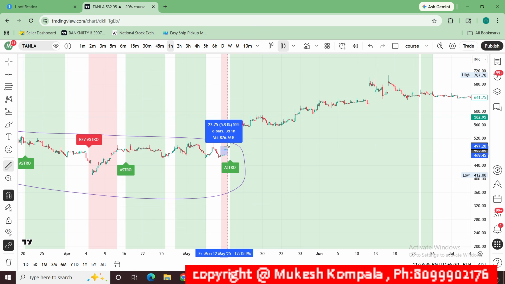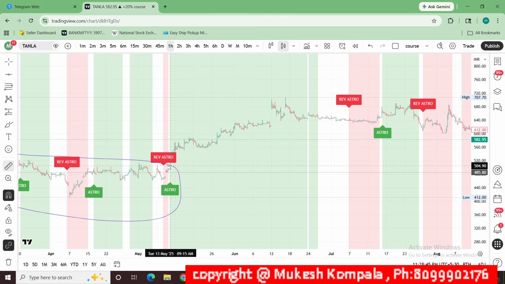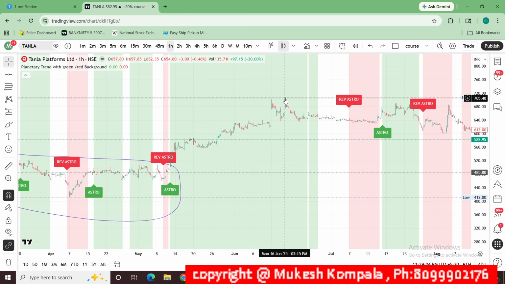Now what is the profit after that? You can calculate from here. See this, 70 points loss, 145 points profit. Clear? Even if we neglect this high also, we just have to follow the indicator. That's all.